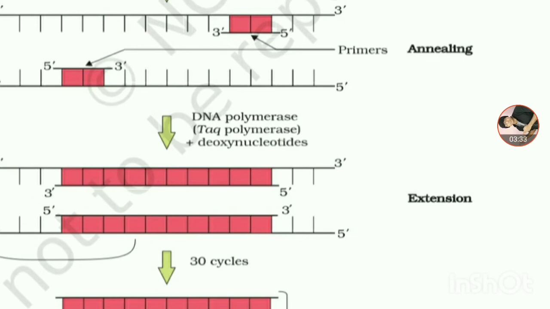So this process, PCR or polymerase chain reaction, produces 1000 copies of the DNA segment in 10 cycles. In one cycle it produces 2 copies, in 2 cycles it produces 4 copies, in 3 cycles it produces 8 copies, and in 10 cycles it produces 1000 copies. In 30 cycles it produces 1 billion copies of the DNA. This is called DNA amplification.